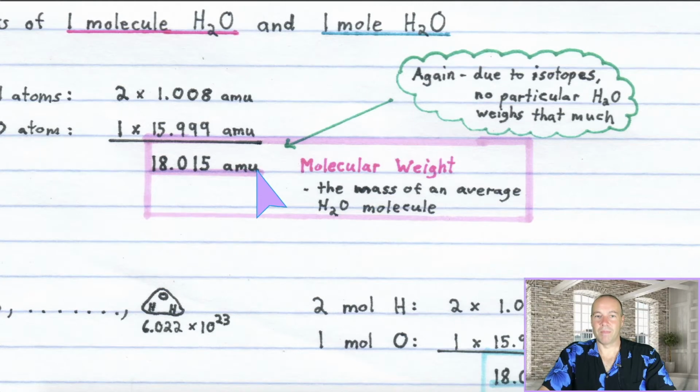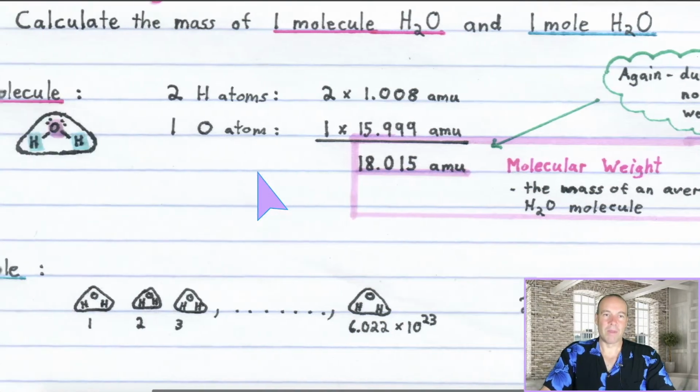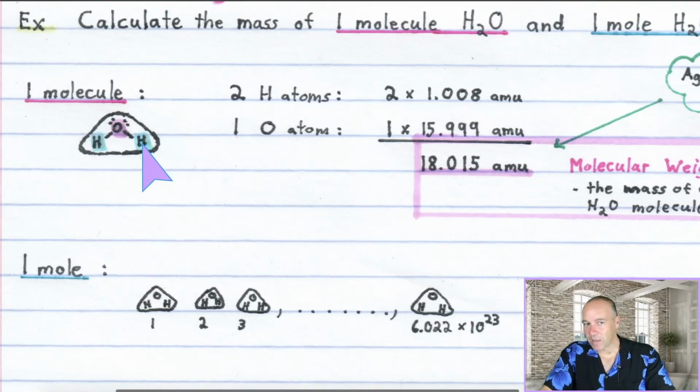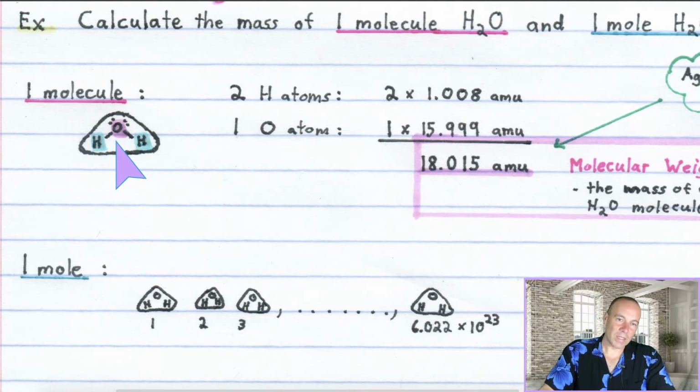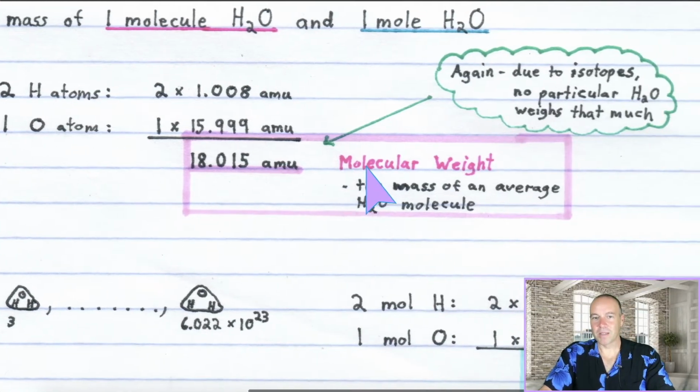Now, again, due to isotopes, no particular water molecule actually weighs this much. After all, some of them will have the H1 isotope in there, and some of them have the H2 isotope, but this represents the mass of an average water molecule. We call this the molecular weight of water.